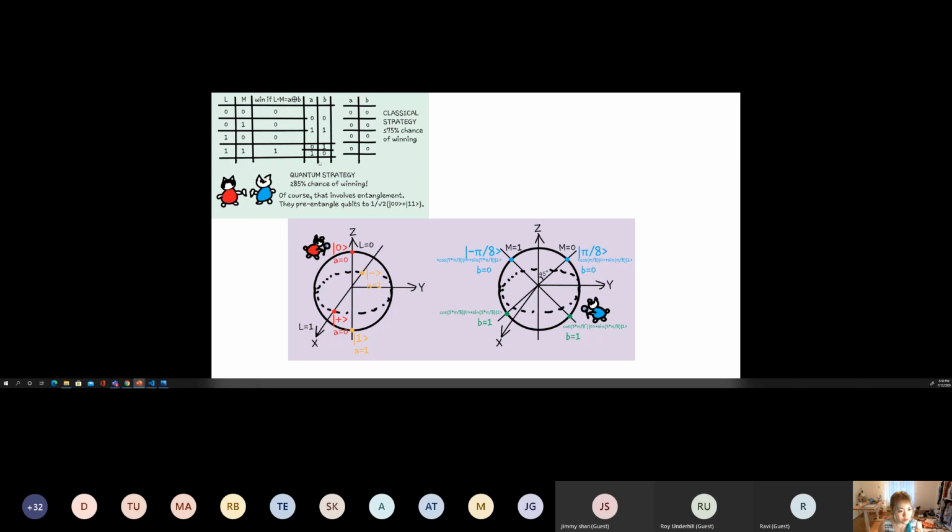So if Alice measures a 1, then it is this case here. And Bob needs to get a 0 out. And then it is along this axis. So Bob would get this state, and this is when he will report B equal to 0.